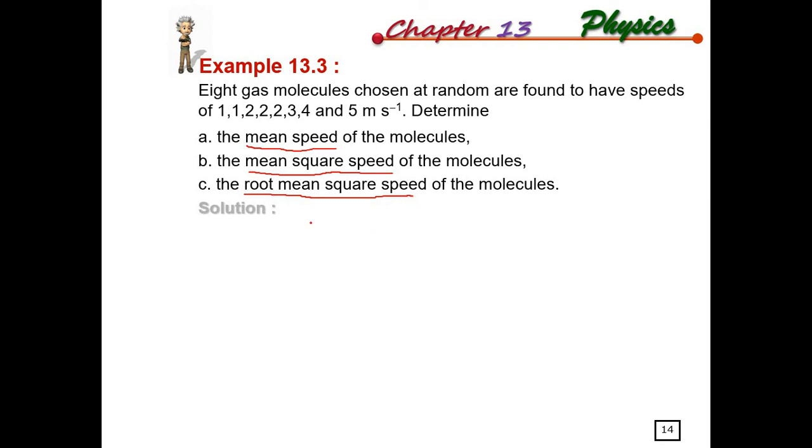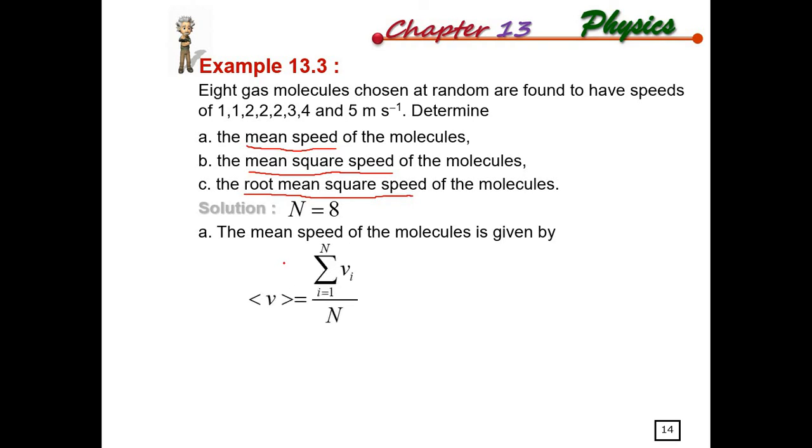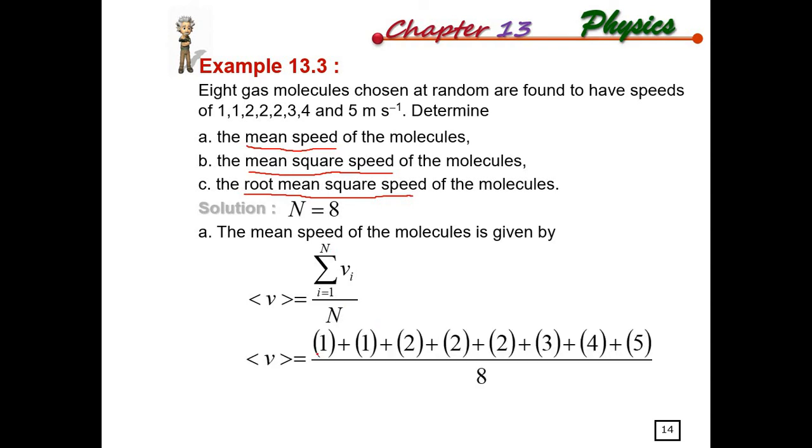In order to solve this question, we need to gather all of the information given in the question, such as the number of molecules, which is 8, and the speed of each of the molecules, from 1 to 5. The mean speed of the molecules is given by the sum of speeds from number 1 until number n over n. So you put in the numbers: 1 meter per second plus 1 meter per second plus 2 meters per second until 5 meters per second, over 8 molecules. So we get the mean speed of the molecules as 2.5 meters per second. This is the answer for the mean speed of the molecules.